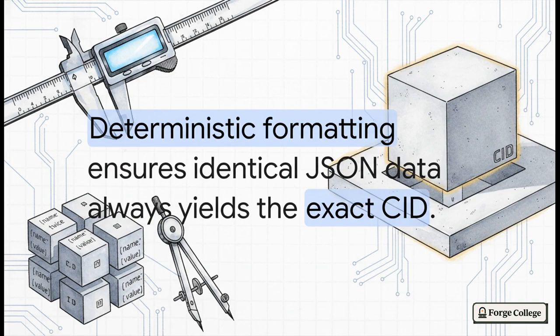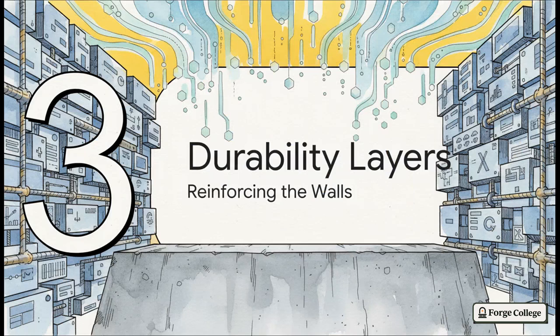But because CIDs are so incredibly precise, we really have to measure twice before we pour that concrete. And this brings us to a super important concept called canonicalization. Canonicalization is just the process of using deterministic formatting to ensure identical JSON data always yields the exact same CID. Here's the thing. If you use a standard JSON formatting tool, random spaces or the order of your keys might shuffle slightly. And even if the data means the exact same thing, a tiny invisible space changes the hash and you get a completely different CID. So using canonicalization ensures your foundation is perfectly predictable every single time.